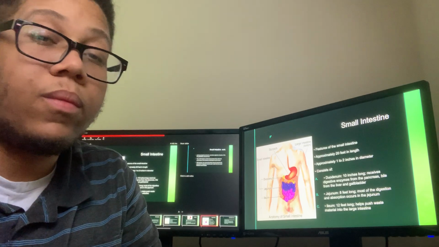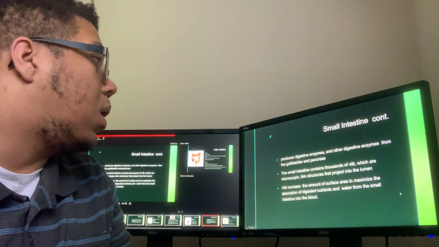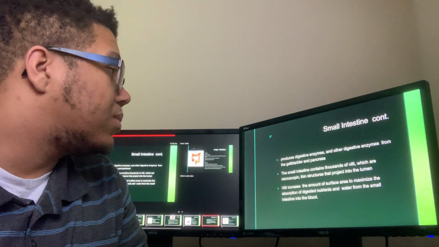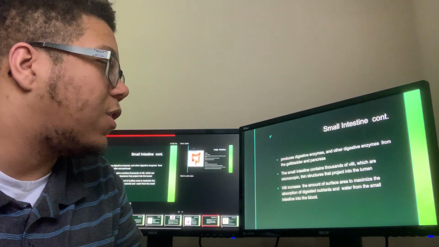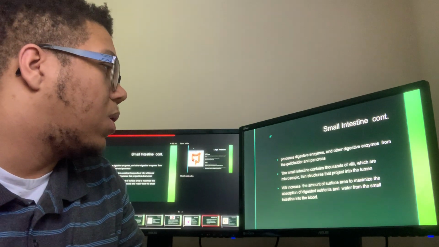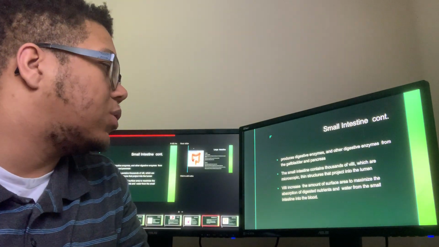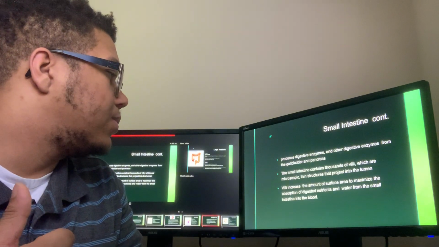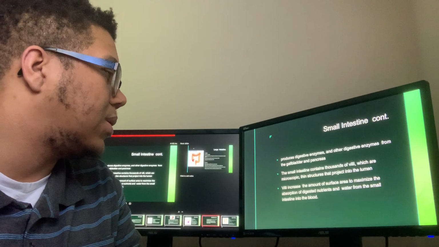And to continue, the small intestine produces digestive enzymes. It contains thousands of little villi, which are microscopic thin structures, where it helps absorption through the small intestine.